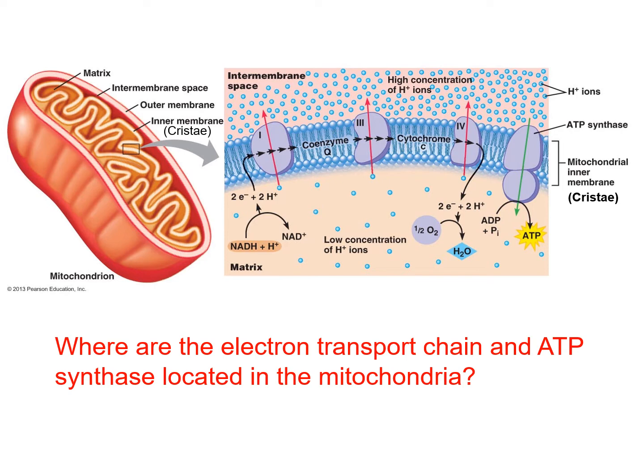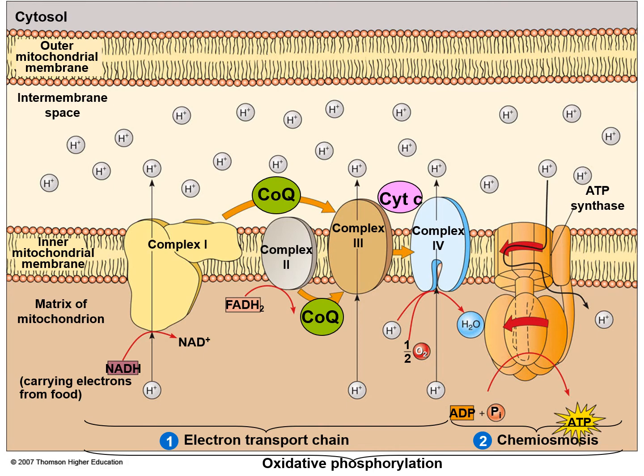So to answer our question, where are the electron transport chain and ATP synthase located in the mitochondria? That'll be in the mitochondrial cristae, or the inner mitochondrial membrane. And then this is just another close-up, just looking at the inner mitochondrial membrane with the electron transport chain and ATP synthase. And then here's the outer mitochondrial membrane.